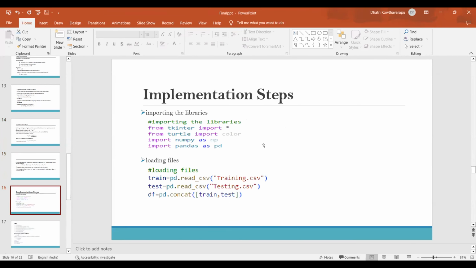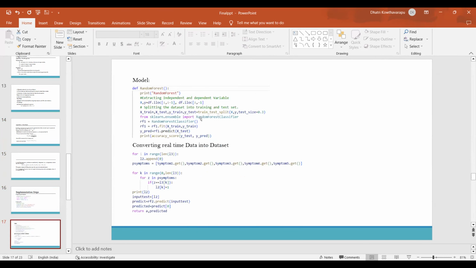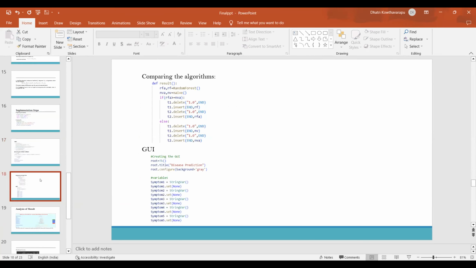Next, the implementation steps are loading the files and dividing them into the training dataset and the testing dataset. This is the code for Random Forest. Similarly, the same code can be written for Naive Bayes with different labels. Then we convert the real-time dataset into binary format, which the machine can understand. And we compare the algorithms. Internally, the algorithms are compared with each other, and the best accuracy is given out, and it will predict the disease.